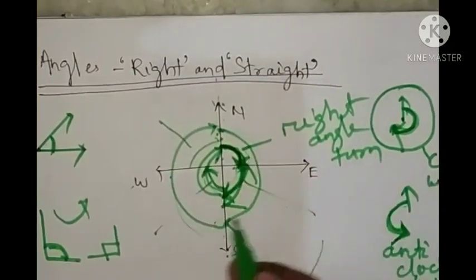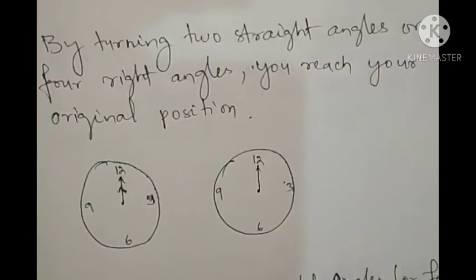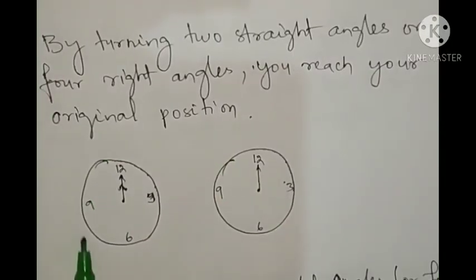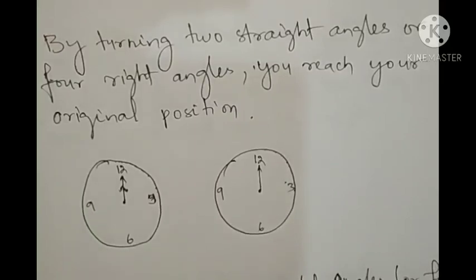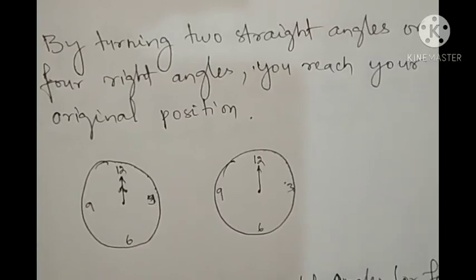So this is called one revolution. So let's see. Okay, here you see this is the what? Clock. And clock has three hands, that is hour hand, minute hand and second hand.